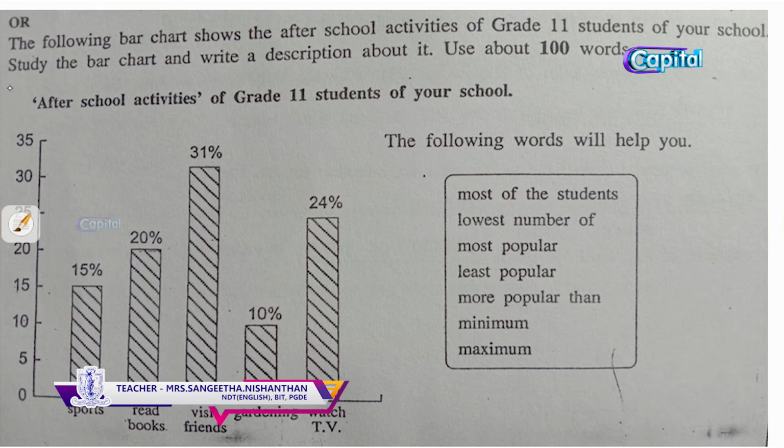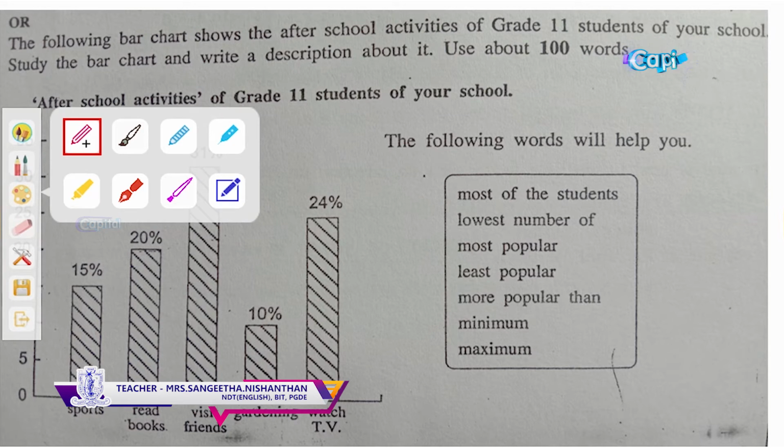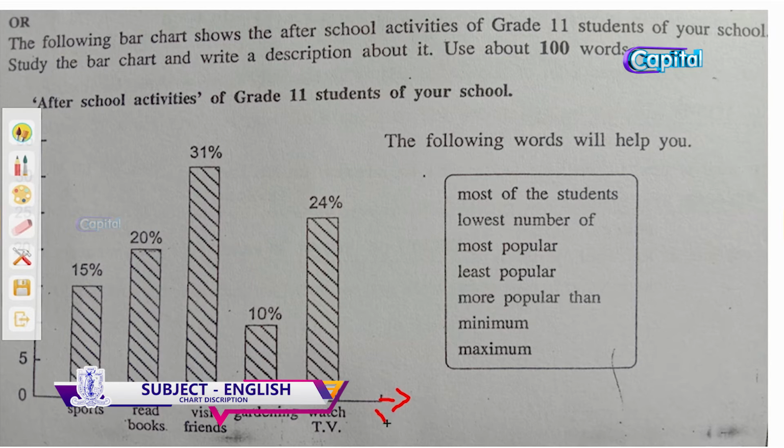What does it show? Look at the title carefully. The chart shows the after school activities of grade 11 students of your school. When you are writing, you should change it to my school or our school. Study the bar chart and write a description about it. Right? So, the after school activities, here this is the x-axis, or we can say it as the horizontal axis. What does it show? The after school activities, and in the y-axis the percentage is shown.